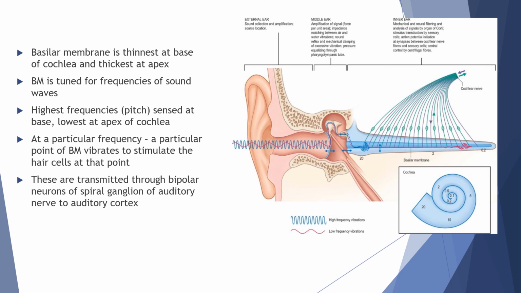The basilar membrane is thinnest at the base and thickest at the apex. It is tuned to the frequencies of sound waves so that highest frequencies are sensed at the base. At a particular frequency, the basilar membrane vibrates and stimulates the hair cells, and these are transmitted through the organ of Corti and the bipolar neurons of the spiral ganglion through the auditory nerve, which goes to the auditory area of the cortex, and hearing is appreciated.